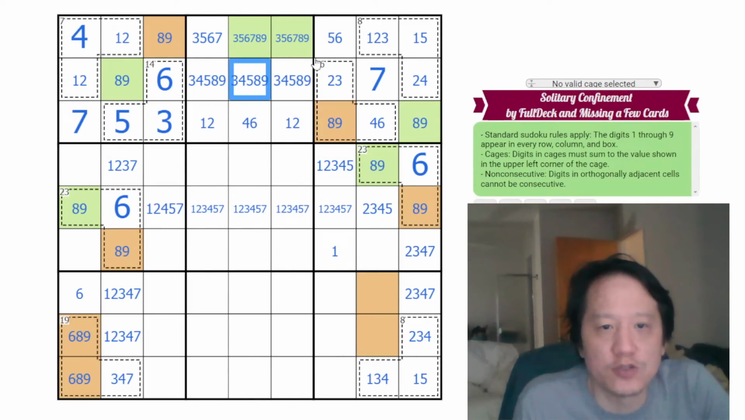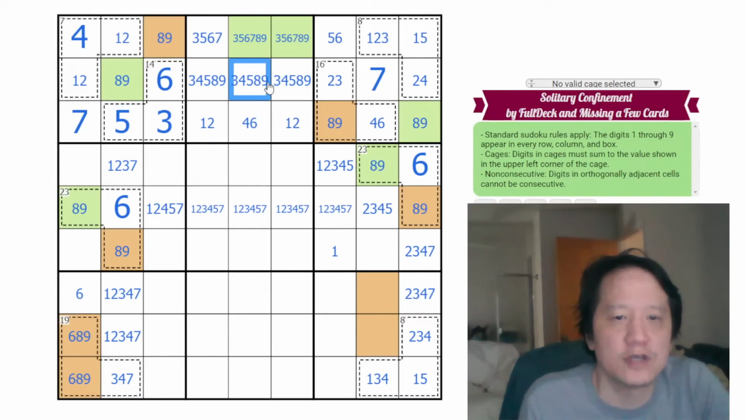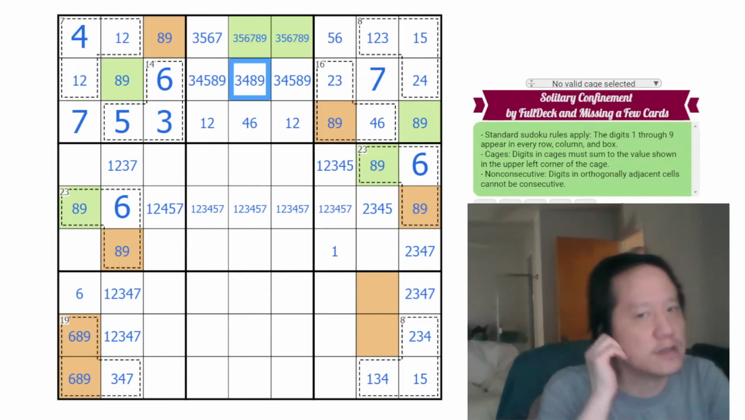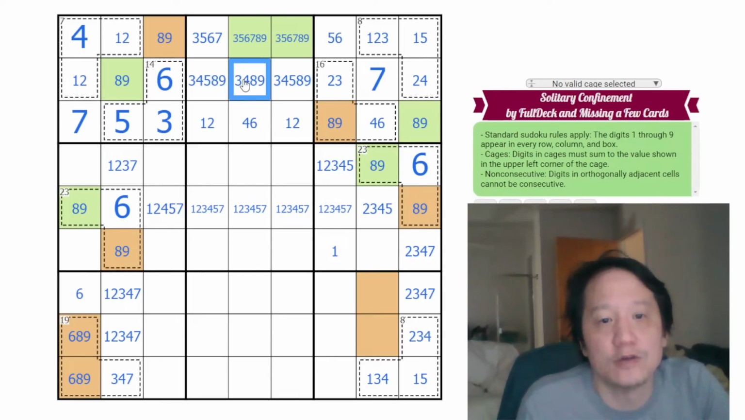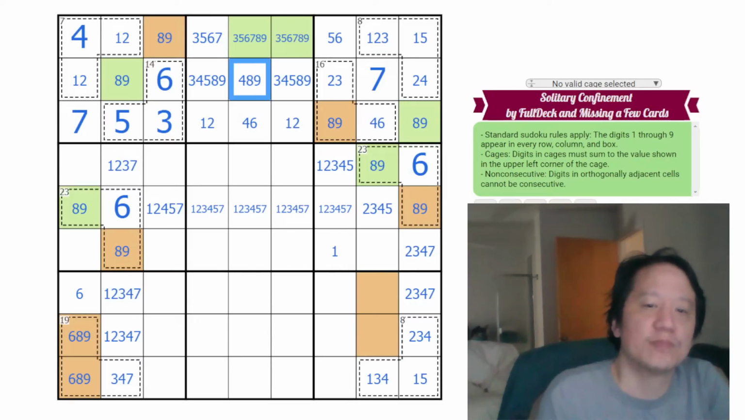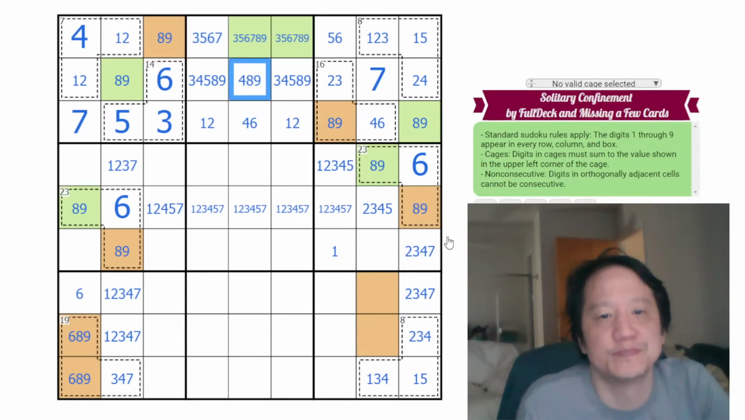So the possibilities of 4 can be either here or here. So this cannot be 5 because that would eliminate the 4 possibility there. It also cannot be 3 either, right? Interesting.